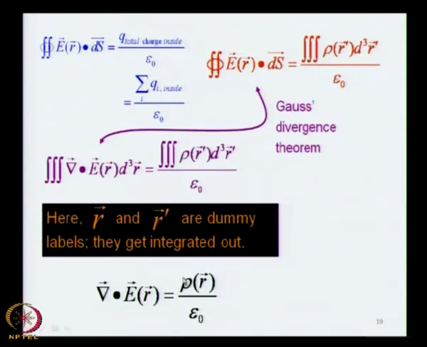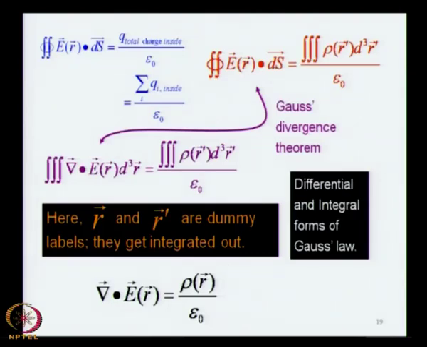This is sometimes called the differential form, because essentially it is the gradient operator, the differential operator, which plays the big role in this. So, these are the differential and integral forms of the Gauss's law, which appear in the Maxwell's equations, in fact as the first equation of James Clerk Maxwell.